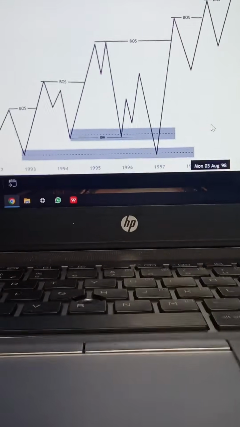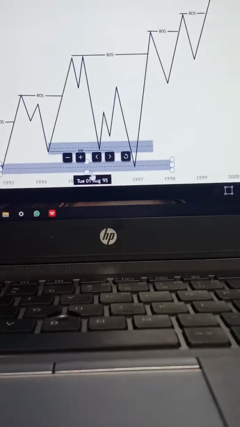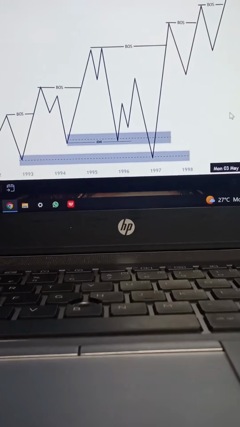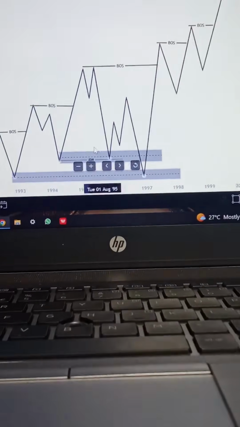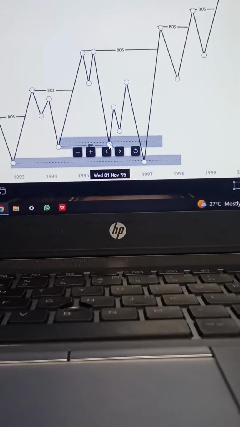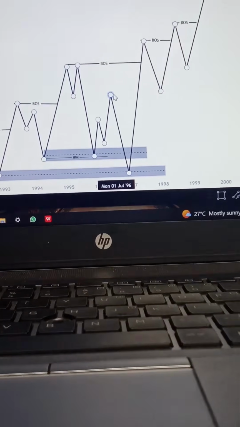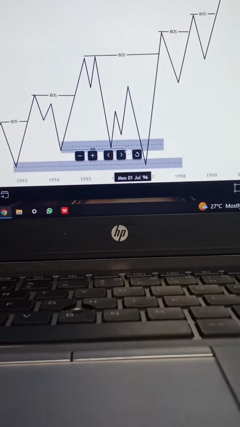So when you have a situation like this and you know that you have a zone below that has not been mitigated, you should be careful of this kind of trade. So the market came here, tapped that zone, sold, bought for a while, and then came down and took out everybody.